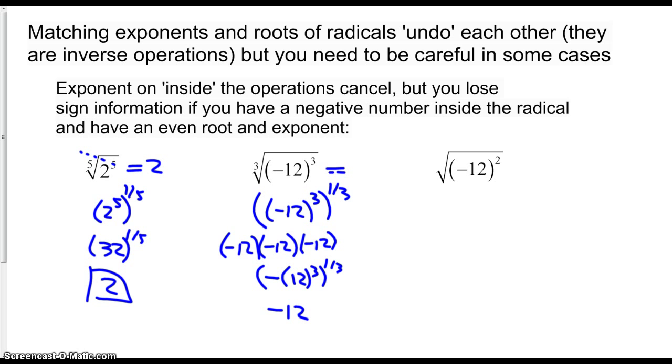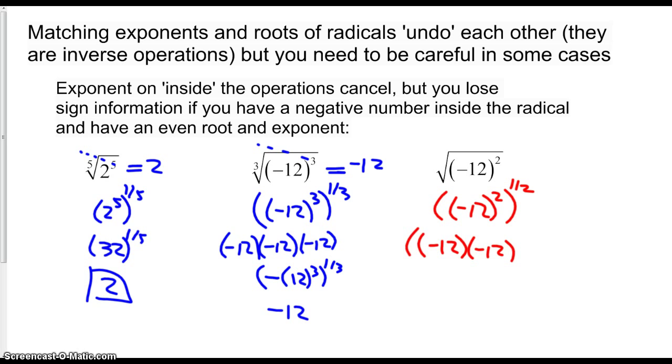So again, it looks like the cube and the cube root cancel each other out. But this last case over here, the square root of -12 squared, illustrates why you have to be careful. What is this saying? It's saying take the -12 first, square it, and then raise that to the 1/2 power, take the root of that. So what is -12 squared? Well, that is -12 times another -12, which is positive 144. And if I take the square root of positive 144, I get positive 12. So what happens here?